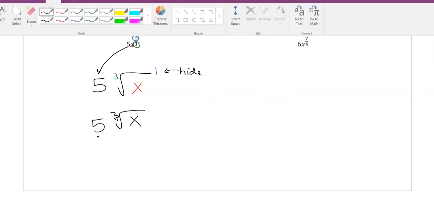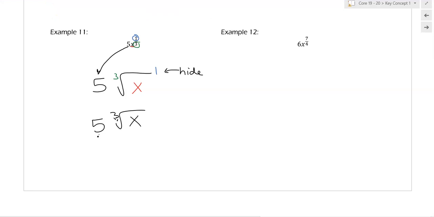All right, at this time, you should have paused the video, and you should have an answer for example 12. Again, we're switching to radical form, so we have to have a radical. The 6 comes out. X is in the middle. We need a very big radical sign here. Our right is 7, and our left is 4. So 6 times the 4th root of x to the 7th. And that is it.